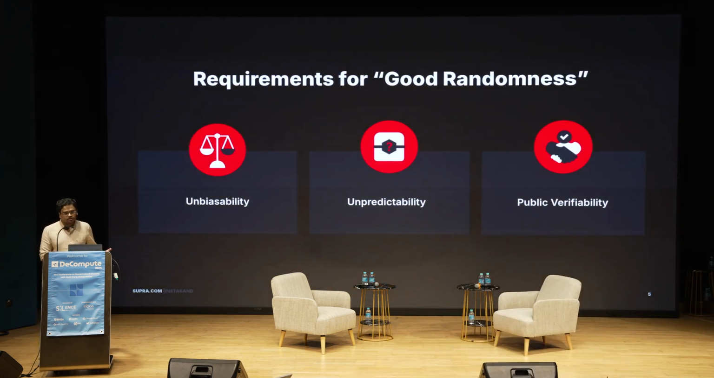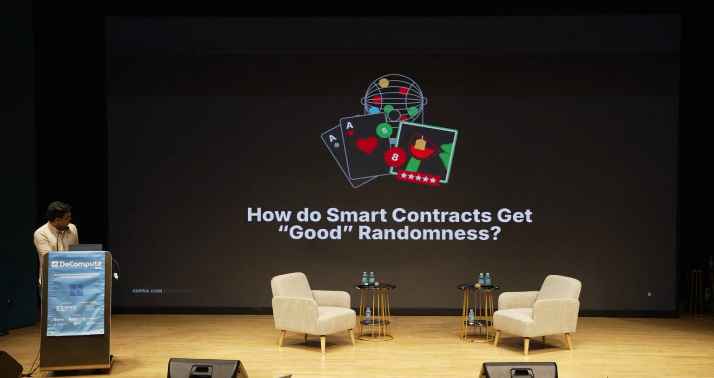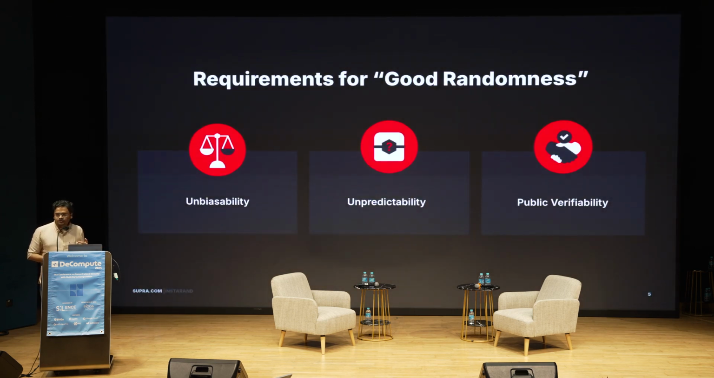Now, coming to the natural question, how do we define good randomness that can be used on-chain? Firstly, the randomness should be unbiasable. That is, no one should be able to bias the random value. Secondly, it should be unpredictable. That is, no one should be able to predict what a future randomness value will be. Otherwise, if you are playing an on-chain lottery, you will always buy the winning ticket if you can predict the random value. And thirdly, we need public verifiability, where anyone can publicly verify that the on-chain randomness was correctly generated.